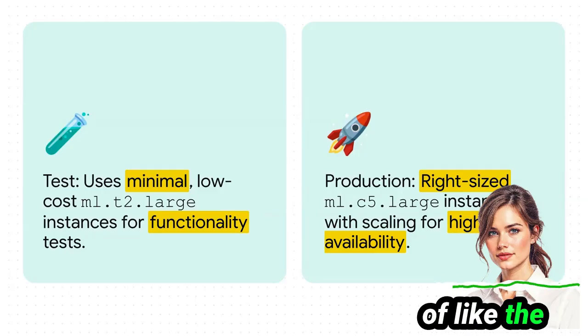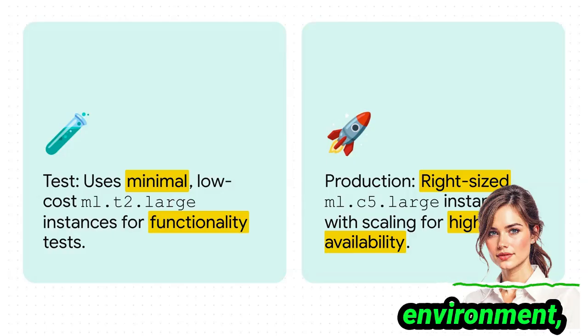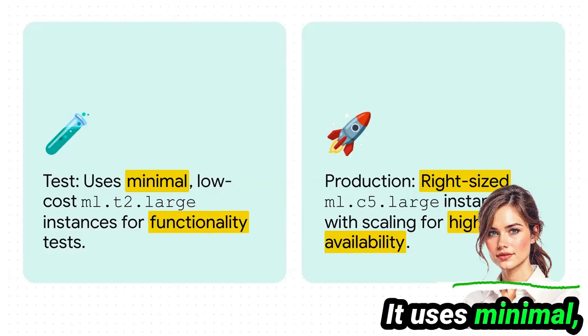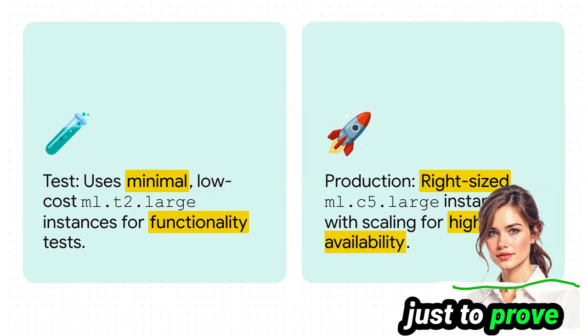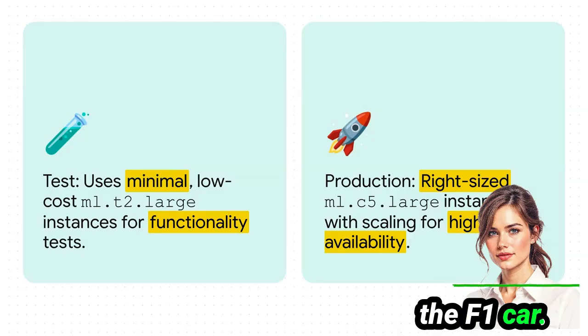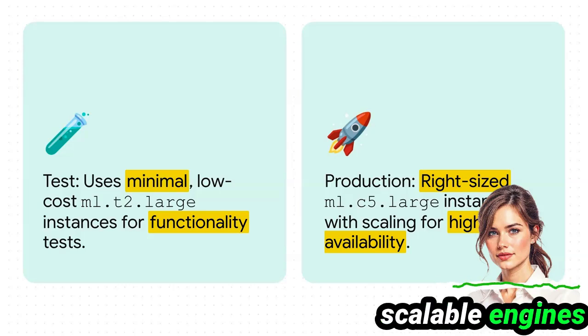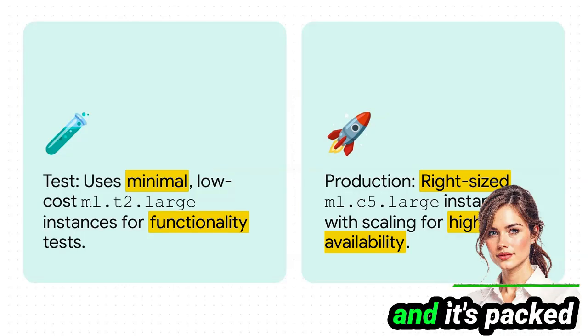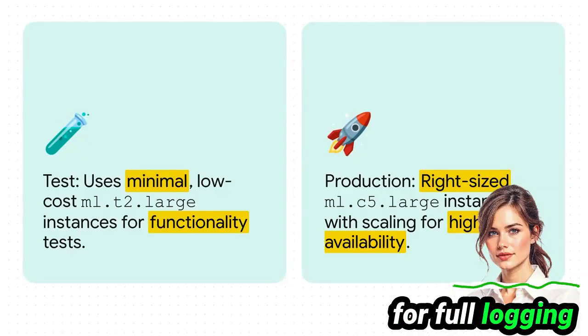Well, it's kind of like the difference between a go-kart and a Formula One race car. The test environment, that's the go-kart. It uses minimal, cheap resources just to prove the thing works. But production? Oh, that's the F1 car. It's built with powerful, scalable engines for crazy high performance, and it's packed with sensors for full logging and monitoring.